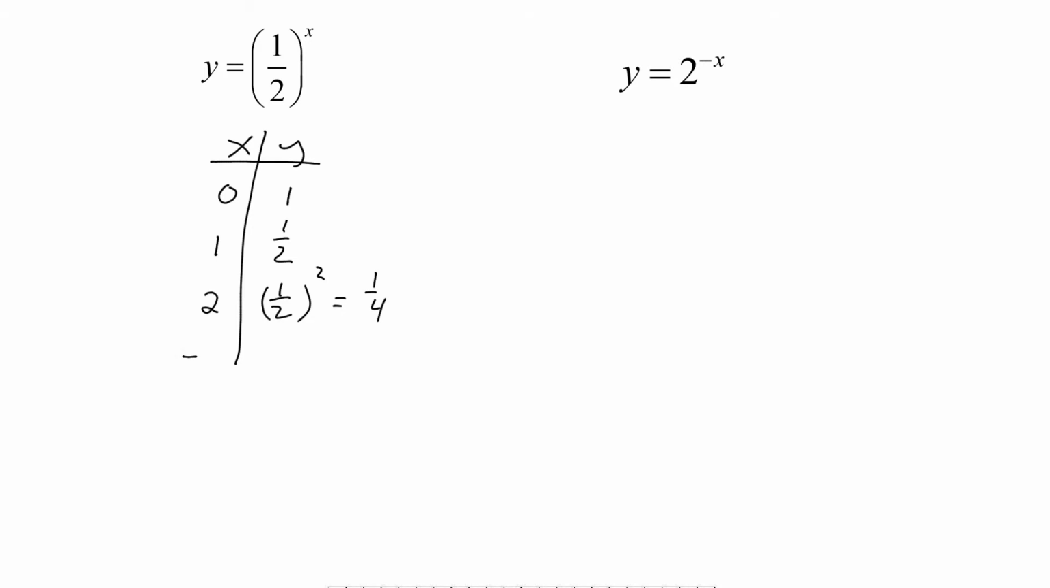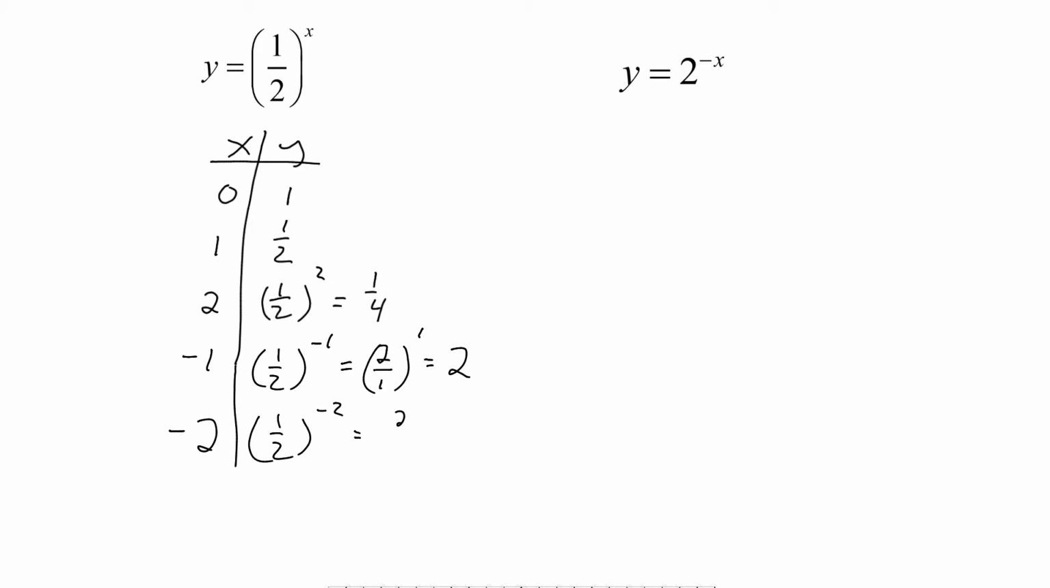So if I have -1, I have 1/2 raised to the -1. Maybe you remember from the exponent section that that means you can take what's inside the parentheses and take its reciprocal, and then raise it to the +1. So 2/1 is just 2, so 2 to the 1st is 2. If you have -2 for x, you have 1/2 to the -2, which is the same as 2/1 to the +2, or 2 squared, which is 4.